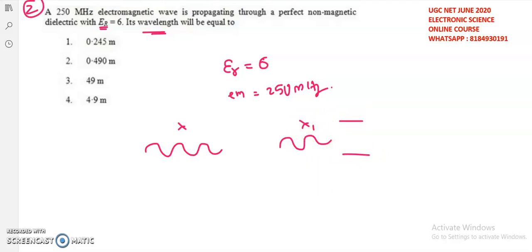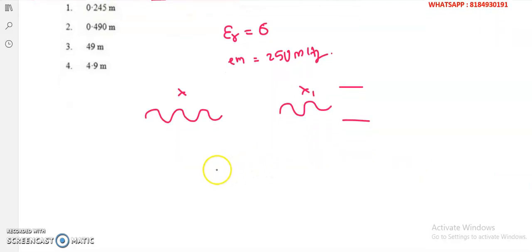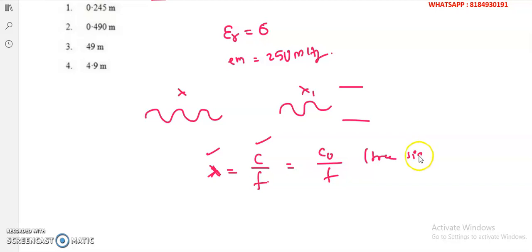So how the wavelength changes with respect to the medium is generally given as lambda equals c divided by f. Here lambda is the wavelength of the electromagnetic wave, c is the velocity of light, and f is the frequency. Of course, it becomes c naught by f in the case of free space.